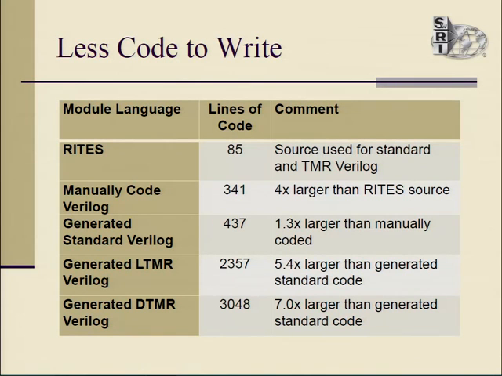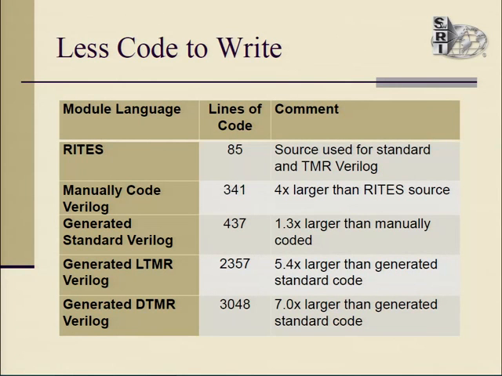It took us 85 lines of RITES code to do that ASIC configuration sequencing. I went through and manually recoded that using our standard practices. Exact same functionality, but it required 341 lines of hand-coded Verilog to get there, 4 times larger. Now, the generated Verilog was a little bigger than that, about 1.3 times what it took me to code it by hand. So we do see a little bit of increase in code size, and honestly, probably a little bit of increase in resource usage with RITES. But still, the productivity enhancements are significant.